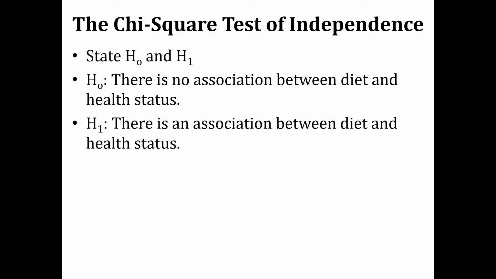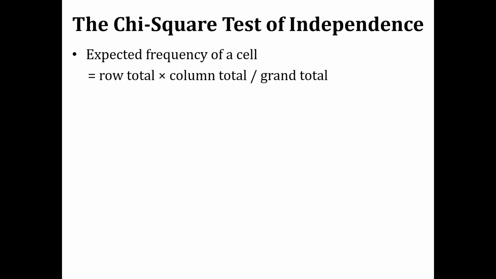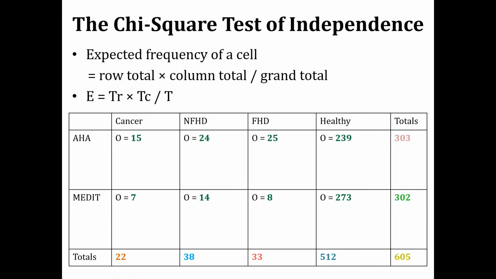What is our next step? The next step is to calculate expected frequencies. The expected frequency of a cell is row total multiplied by column total divided by grand total. So here we are going to calculate the expected frequencies of these cells. These are the observed frequencies, and these are the row totals 303 and 302. And what are the column totals? The column totals are 22, 38, 33, and 512.